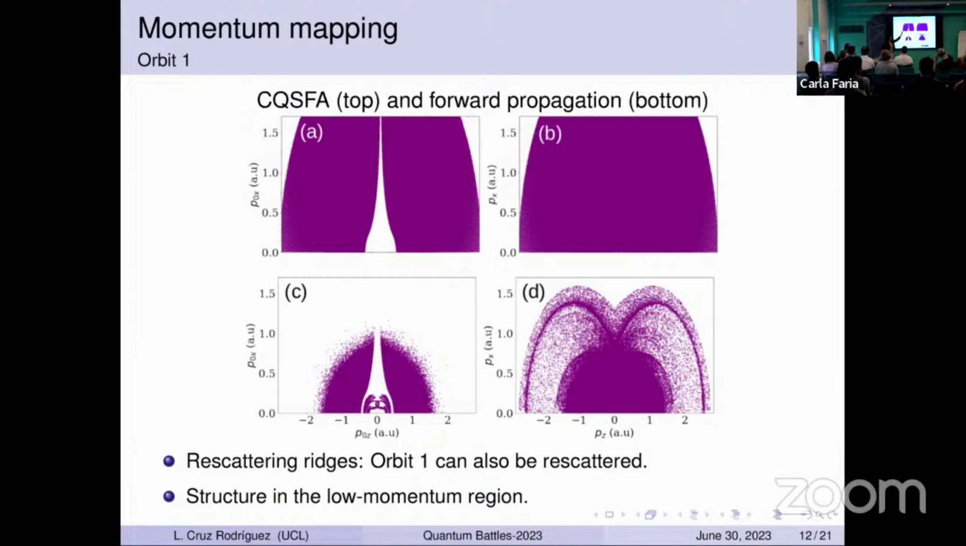And if you compare the final momentum, you can see that there is this high energy rescattering ridge that is not present in the final momentum of orbit 1 for the CQSFA. Also, if you look at how far away the initial momentum of orbit 1 is going, this is an indication. We have something similar for orbit 2.